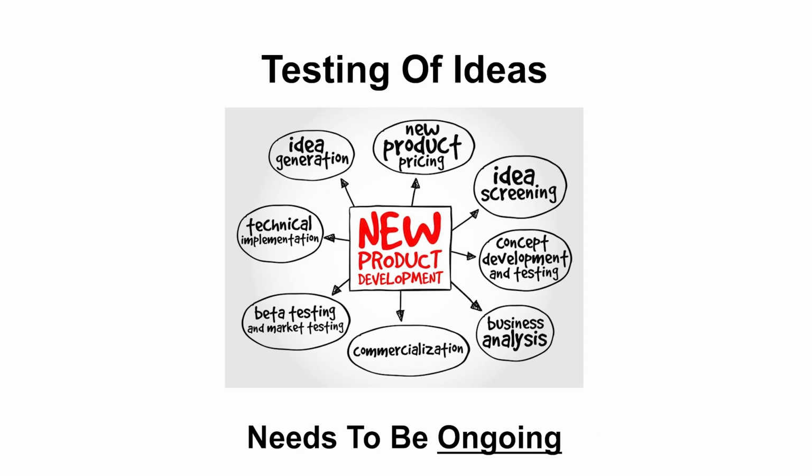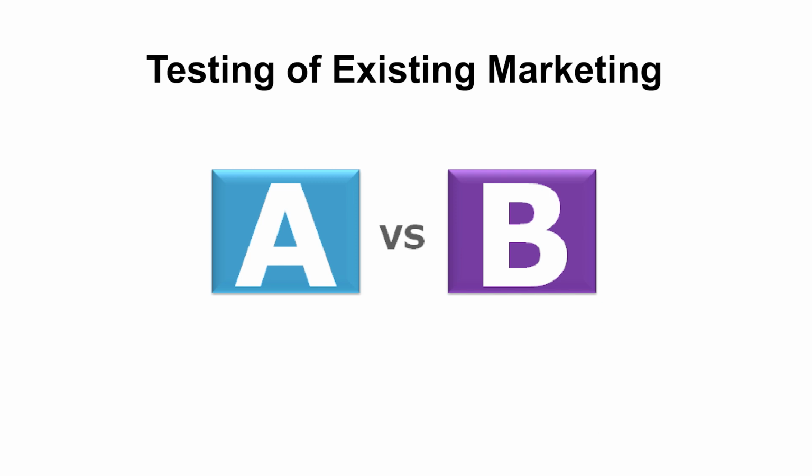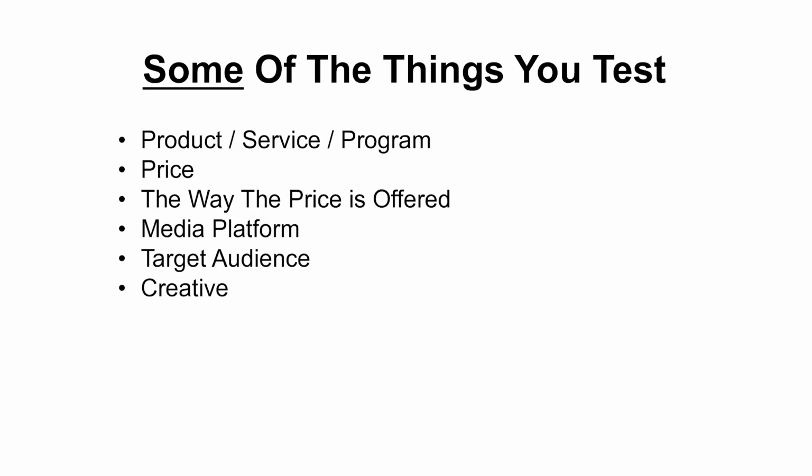So you think, I wonder if it would work here, or I wonder if it would work there, or I wonder if we change the offer a little bit, or I wonder if we did this and that. That needs to be going all the time. And then, of course, you test your existing marketing. So you have something which you call A, and then you try something that's maybe an alternative called B.